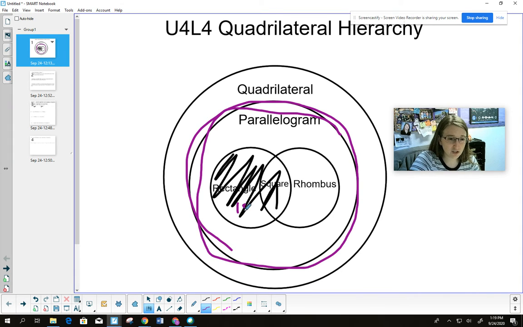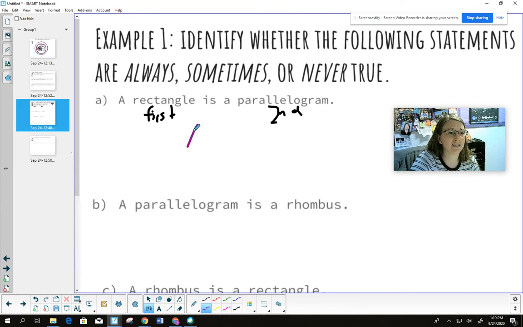So the first shape is entirely inside the second shape. Our answer is going to be, this is always true. A rectangle is always a parallelogram. And that makes sense because a rectangle always has opposite sides parallel, and that's what makes it a parallelogram too. So this is always true.